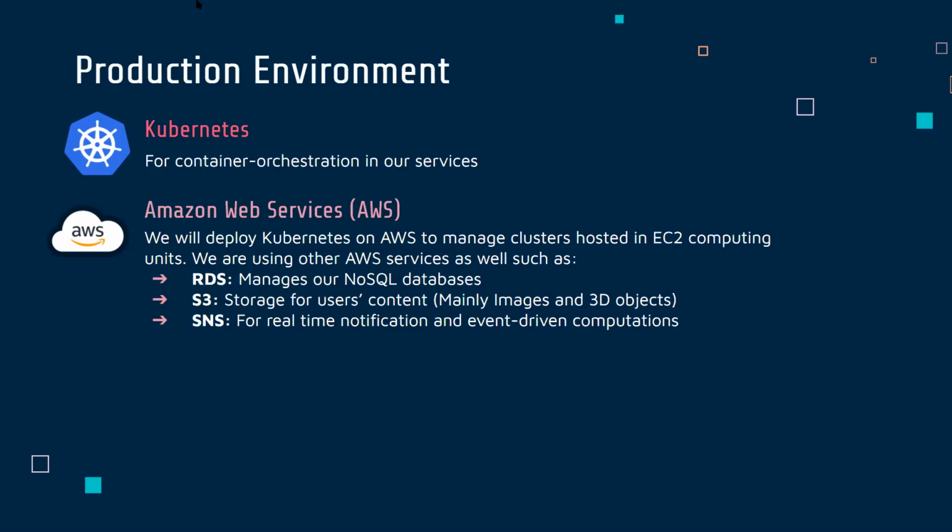Besides EC2 instances that we will use as computing units for our backend architecture, we will also use some other AWS services, such as RDS for our databases, and S3 buckets for storing mainly images and the 3D objects user content. The text content will be stored in RDS. We'll also rely on SNS for real-time notification and any event-driven computation required in our application. Next.